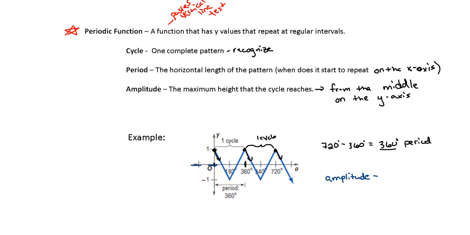And the question is, the amplitude is how high does this graph go up into the air, to the peak of the mountains here on this one. So what is that height? And the answer is it has an amplitude of 1 unit.